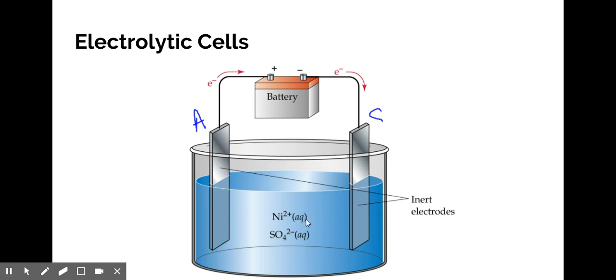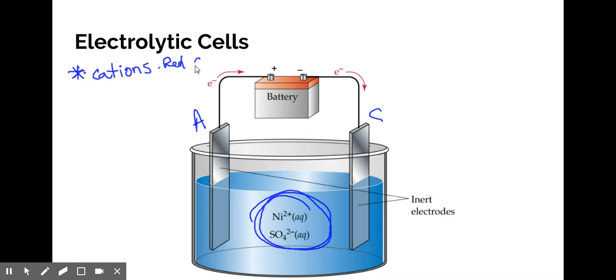So the way that I work it, there might be other people to tell you differently, I always look to see what's in solution, okay? If I know what is in solution, then I can always figure out who's going to be reduced, who's going to be oxidized, and then that can help me determine which one of these is the anode and cathode, okay? So here's the rules. You need to absolutely know this like the back of your hand, okay? Cations in electrolytic cells are always going to be reduced. And we know that reduction occurs at the cathode.